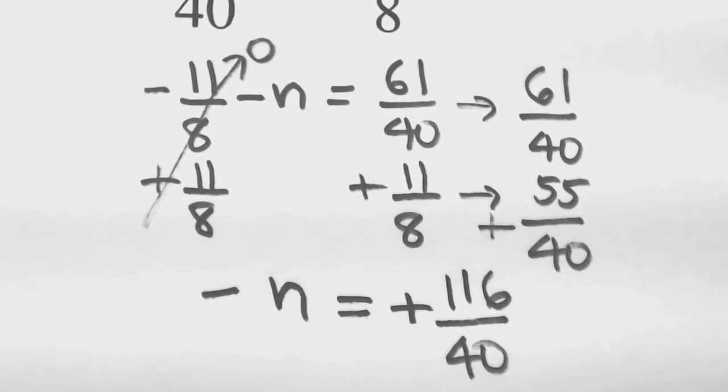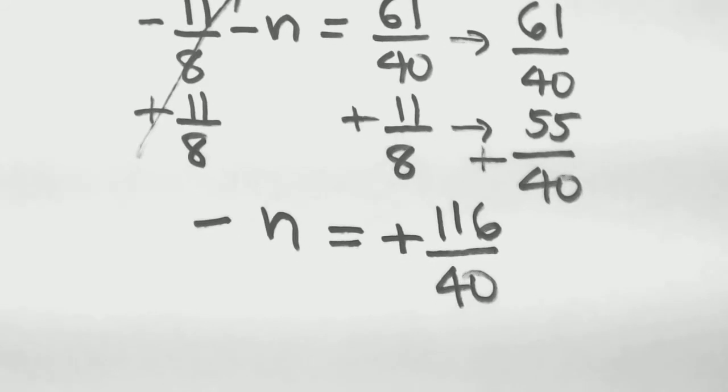Okay, now, again, we have a problem like we had earlier. There's a minus sign in front of this variable. That means what we're officially saying is that we've got the opposite of n equal to this. Well, you can figure out what's going on. If the opposite of n equals positive 116 over 40, then the actual value of n would have to equal negative 116 over 40. But let's show this officially.